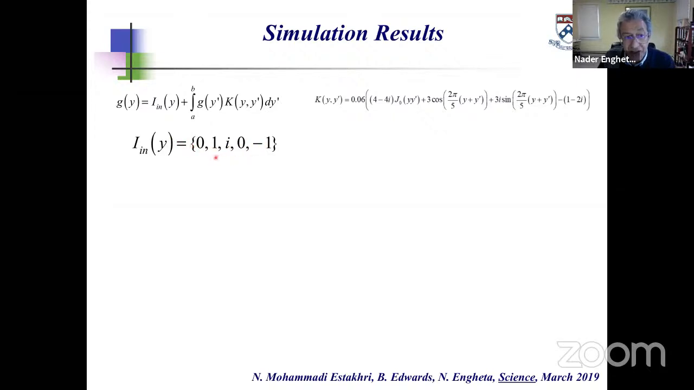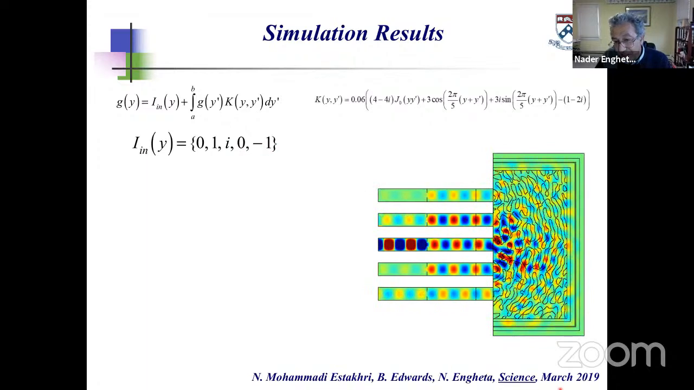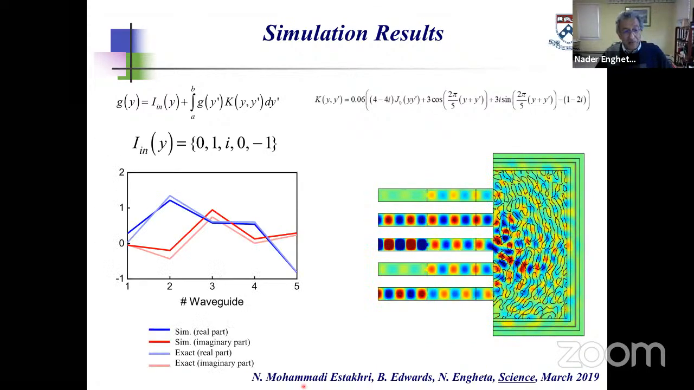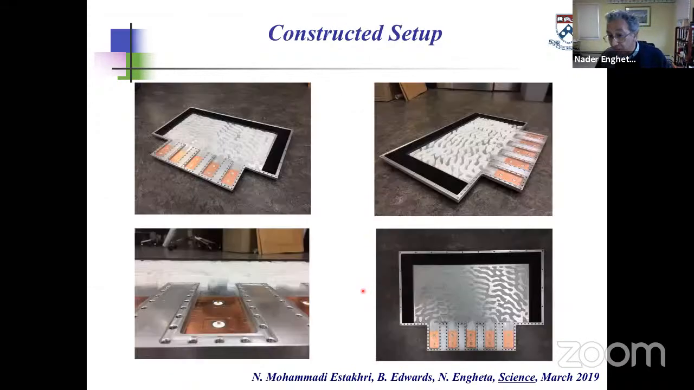This arbitrary input just simply means port one is not excited. Port two is excited by a monochromatic signal of amplitude one. Monochromatic 90 degrees out of phase, not excited 180 degrees out of phase. And this is the distribution you get there. When you look at the wave that's coming out, that's the solution to our integral equation. Here is a comparison between the simulation and the exact result we expect at the five waveguide ports. You notice quite nicely, real and imaginary part, each one of them, simulation and theory, agree very well. So we decided to build it.